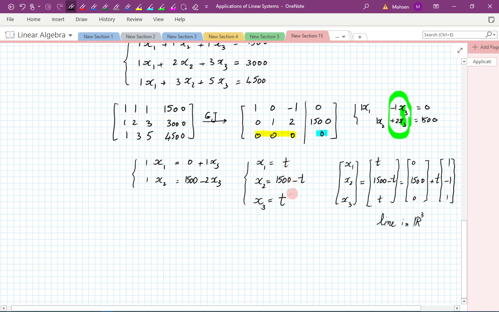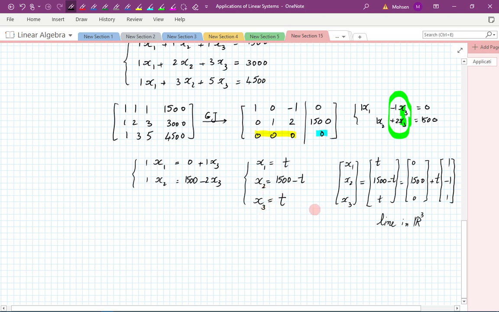This becomes 5. How about 100? Well, this becomes 1400. 1000. This becomes 500. What if I choose T to be 1500? Well, X2 becomes 0. What if I choose T to be like 2000? This becomes minus 500. What's wrong with that? Well, you cannot have negative number of bacteria.